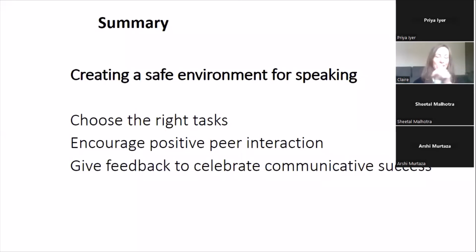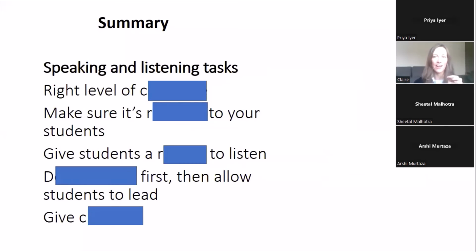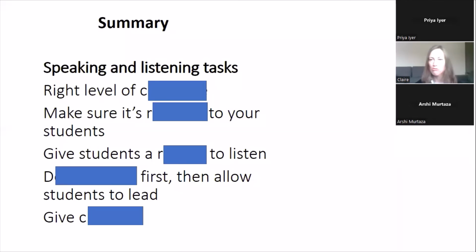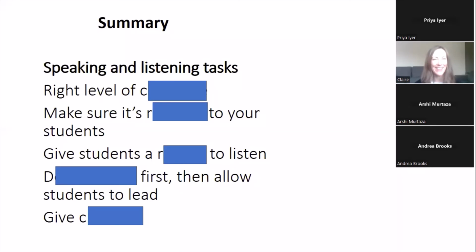So remember again to the beginning, what should our speaking and listening tasks be? They should have the right level of what? Somebody said this right at the beginning. So have a look at these on the screen. Can you guess any of the missing words? It should be challenge. Somebody said it there.